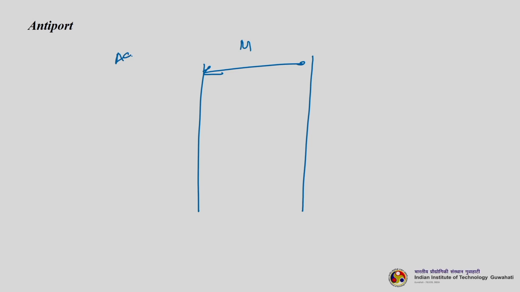So, in the case of antiport, let me try to explain again by drawing another image. So, this is your membrane. This is aqueous phase 1, this is aqueous phase 2.